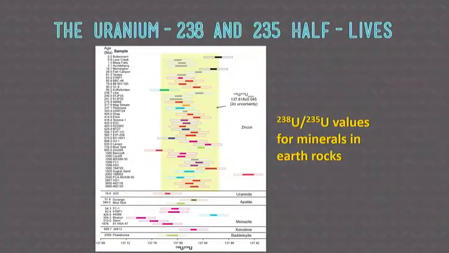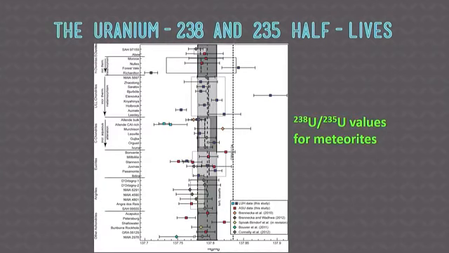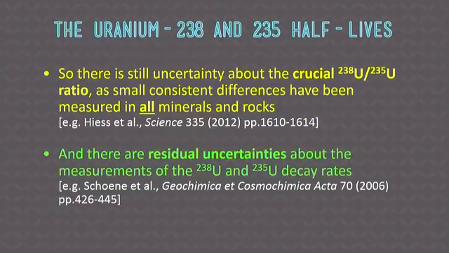No, we don't. We've actually found different minerals in the same rock will have different uranium ratios, and it'll vary from rock to rock. Even in the same type of granite, the zircons in the granite will give you different uranium-238/235 ratios. And in meteorites, you get the same variation. So there is still uncertainty about this crucial uranium-238/235 ratio. And these small, consistent differences have been measured in all minerals and rocks.